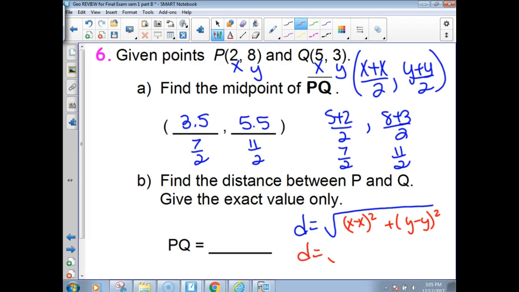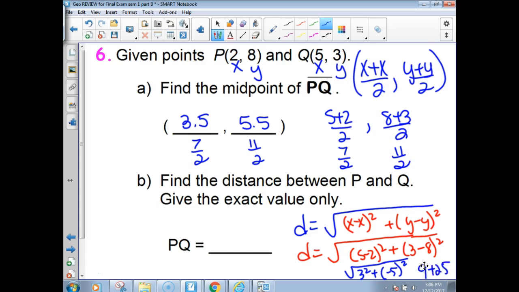So the distance is the square root of 5 minus 2, quantity squared, plus 3 minus 8, quantity squared. Be very careful on that second part. I really would rather you almost did 8 minus 3 because then you won't have a sign mistake. This should be the square root of 3 squared plus -5 or positive 5 squared, which gives you 25. 9 plus 25 is 34. So you should have the square root of 34.